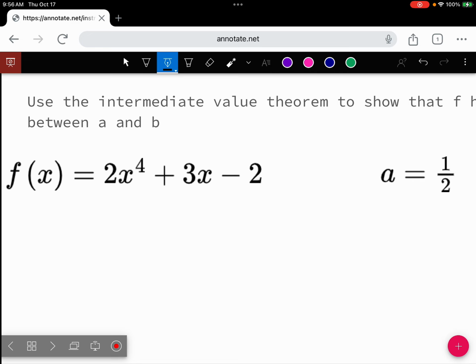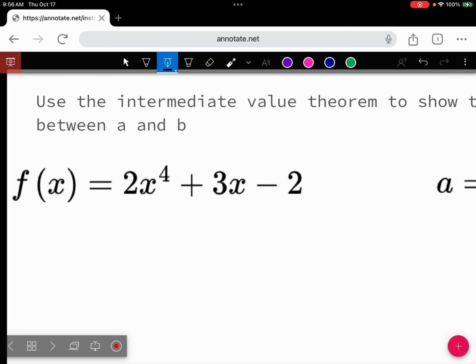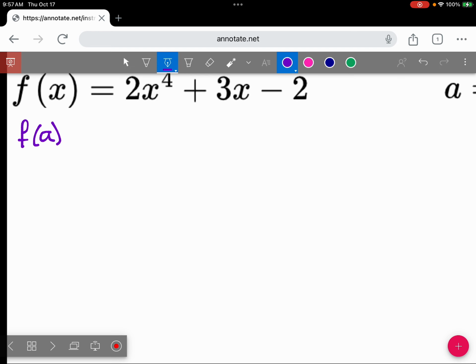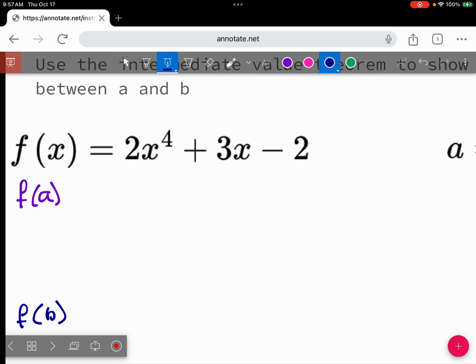So what we're going to do here is we're going to chill so I don't have to yell. We're going to be using that intermediate value theorem, what we did yesterday, to show that there has to be a root between 1/2 and 3/4. So we're going to find f of a and f of b. We need to show that f of a has some certain value, and we're going to find f of b with that value, because that's what we can use for that theorem. So f of a, they've told us our a is 1/2. So this is really looking for f of 1/2.